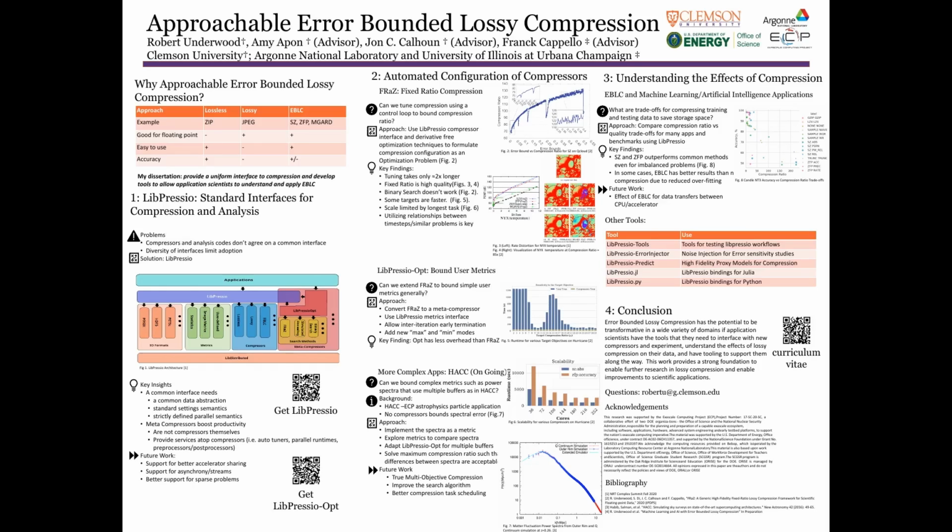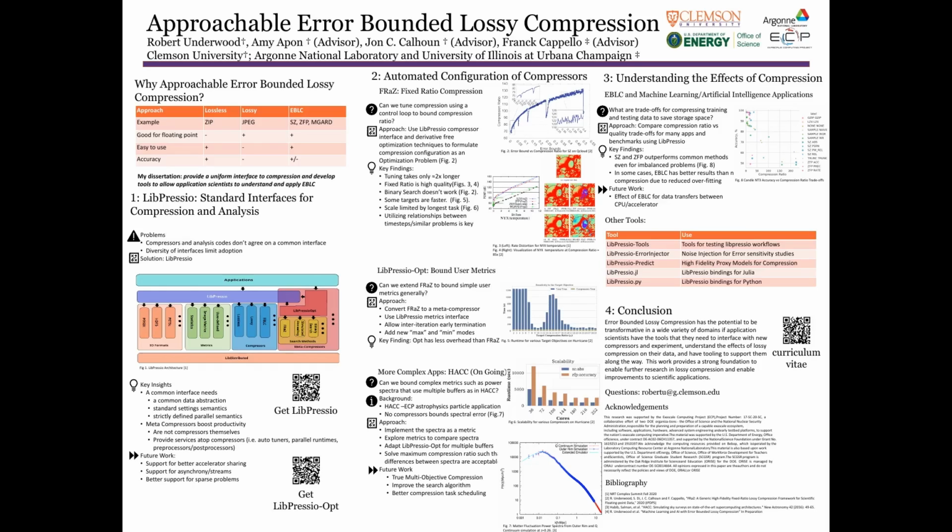So now that we have this consistent interface, what can we do with it? Well, one of the first problems that we wanted to tackle was the automated configuration of compressors. And we've really been working on this work in 3 stages. The first stage we call FRaZ, fixed ratio compression. In FRaZ, we asked, can we tune a compression experiment with a control loop to bound the compression ratio?